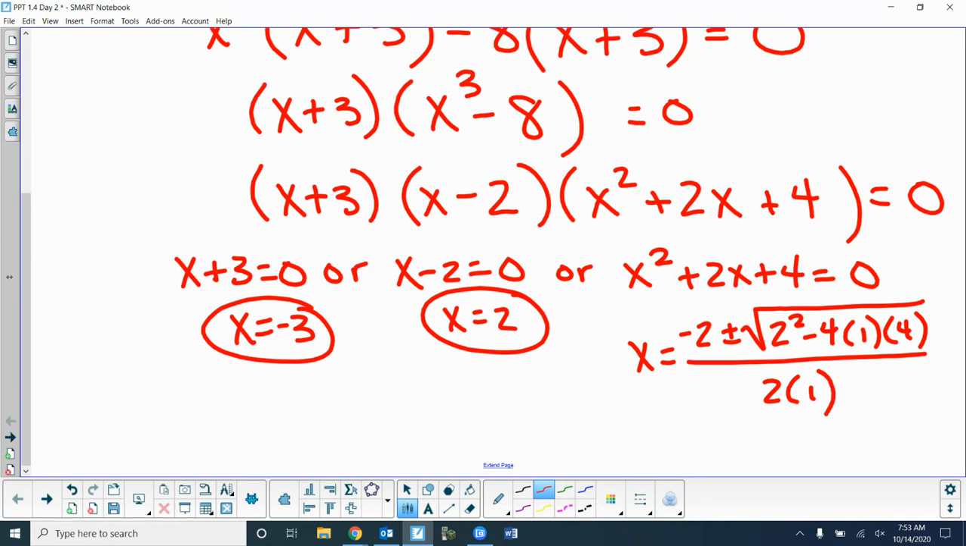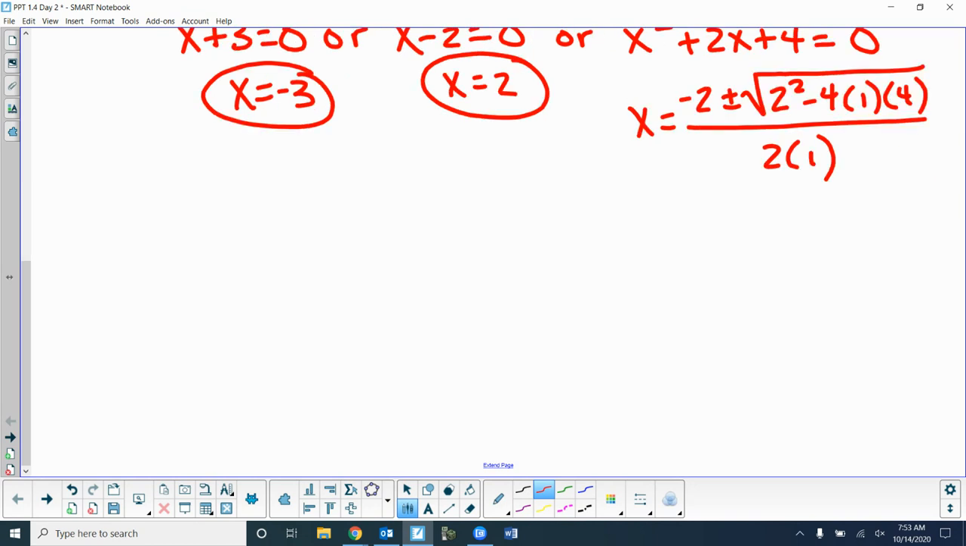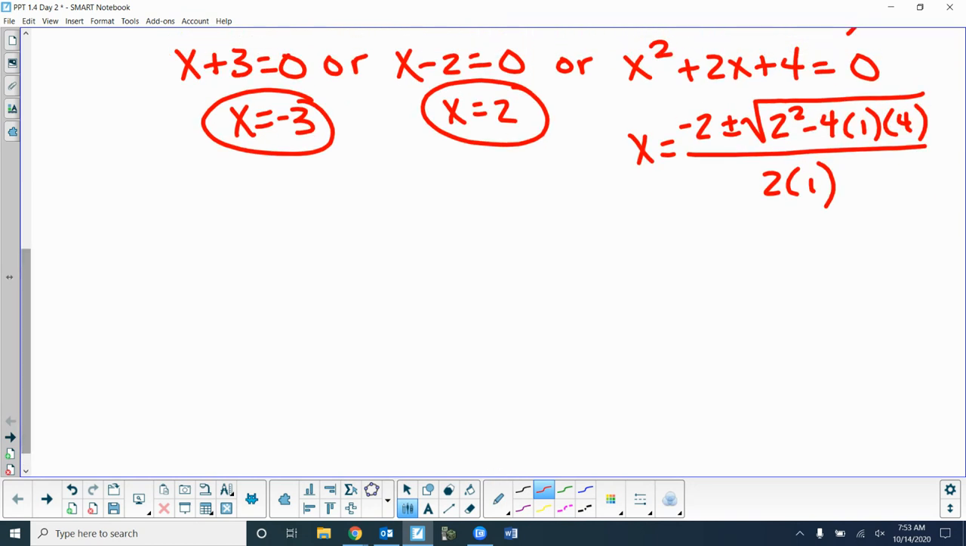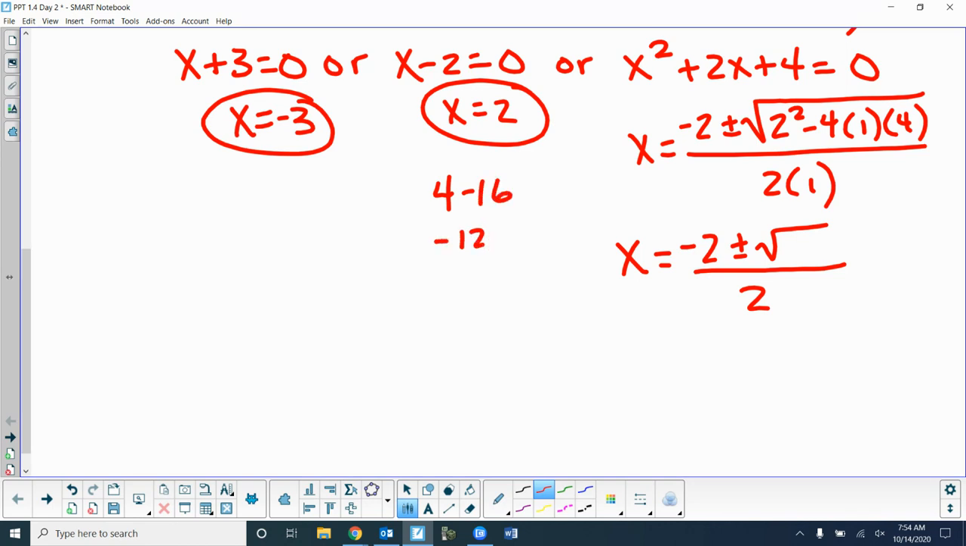All right? This problem's got quite a bit to it. But again, nothing new for you guys. You guys can handle this. So 2 in the bottom, negative 2 there. And then we're going to figure out what's there. So 2 squared is 4. And negative 4 times 1 is negative 4 times 4 is negative 16. So that's a negative 12 that's in here.